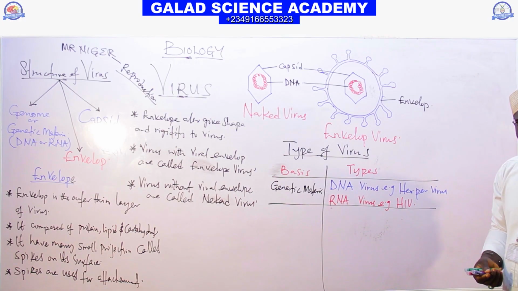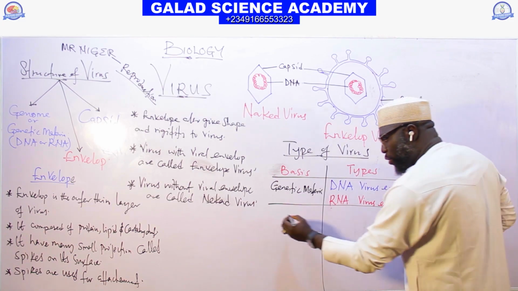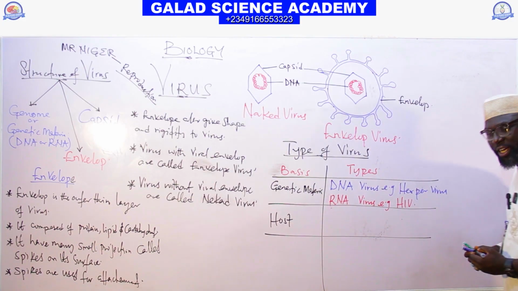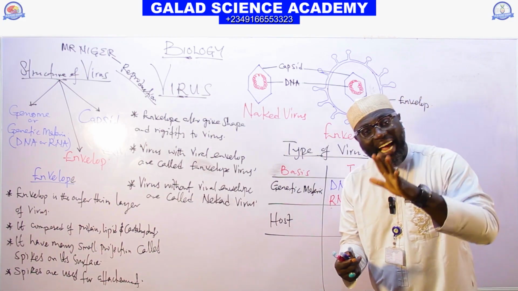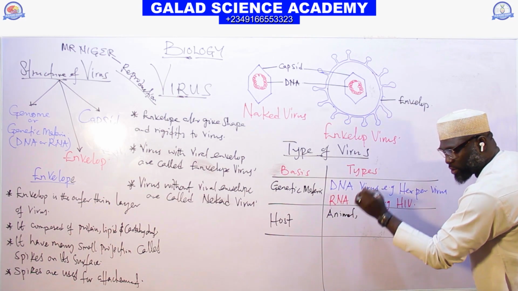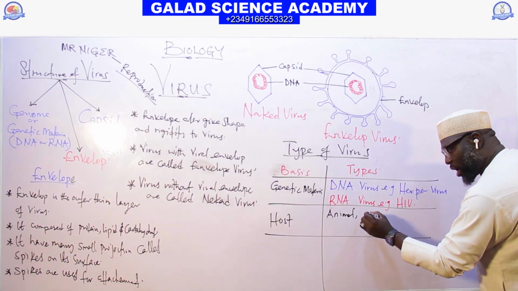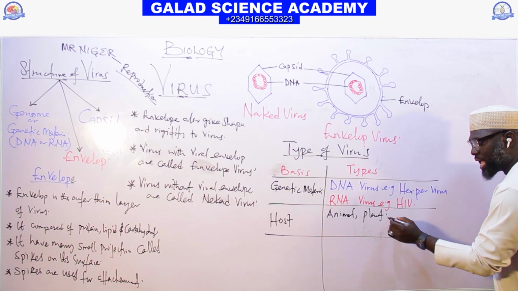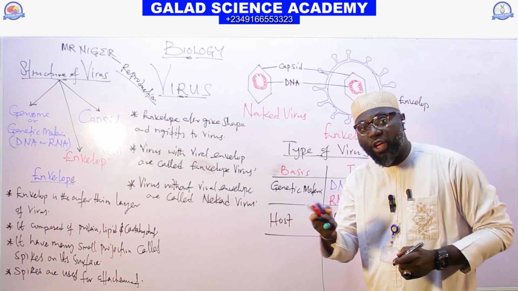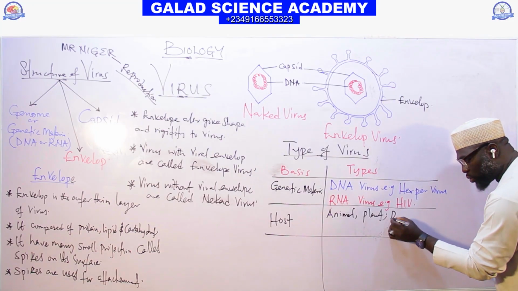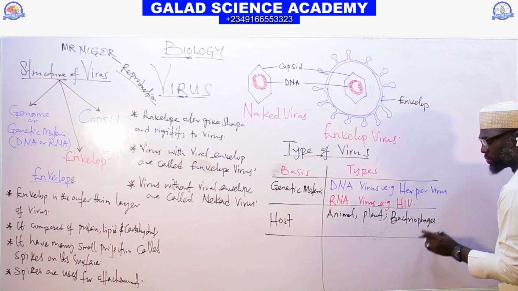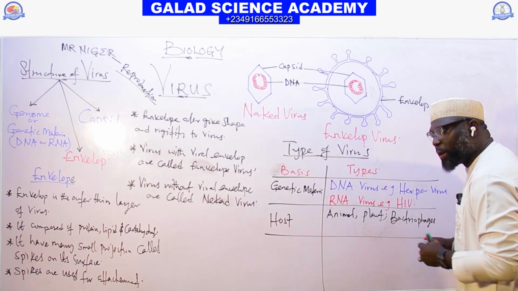But in terms of host, viruses can be grouped into three. Any virus that attacks animals is called an animal virus. Any virus that attacks plants is called a plant virus. Any virus that attacks bacteria is called a bacteriophage virus.